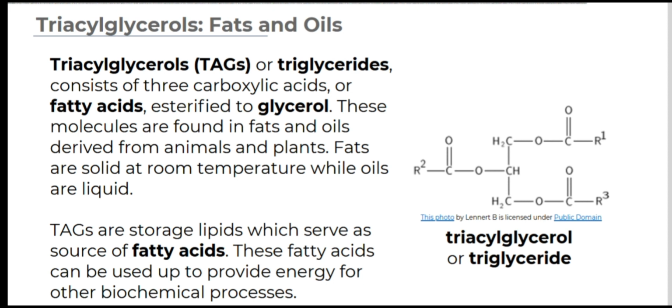Triacylglycerols, fats, and oils. Triacylglycerols, also known as TAGs or triglycerides, consist of three carboxylic acids or fatty acids esterified to glycerol. These molecules are found in fats and oils derived from animals and plants. Fats are solid at room temperature while oils are liquid. TAGs are storage lipids, which serve as a source of fatty acids. These fatty acids can be used up to provide energy for other biochemical processes.